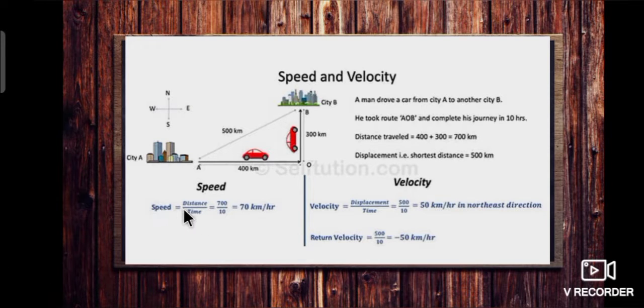Next, speed. Speed is equal to distance divided by time. That is 700 kilometer divided by 10 hours. Speed is equal to 70 kilometer per hour. Next, velocity. Velocity is equal to displacement divided by time, is equal to 500 kilometer divided by 10 hours, is equal to 50 kilometer per hour in northeast direction.